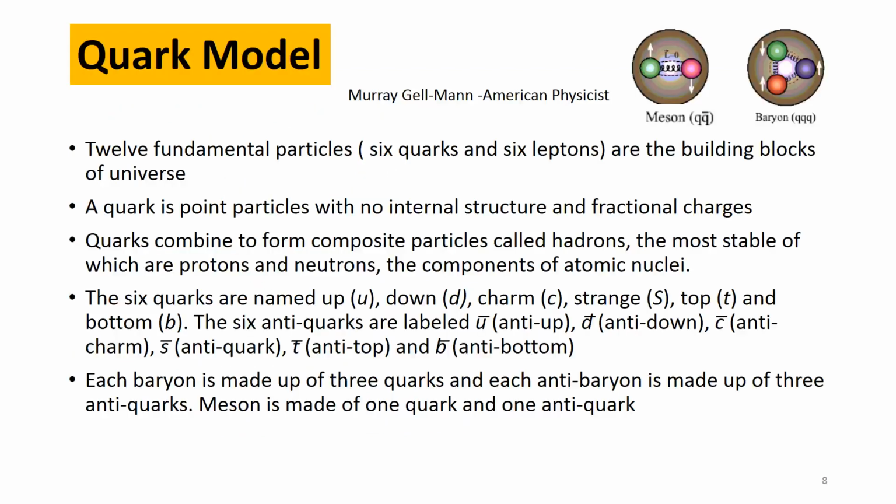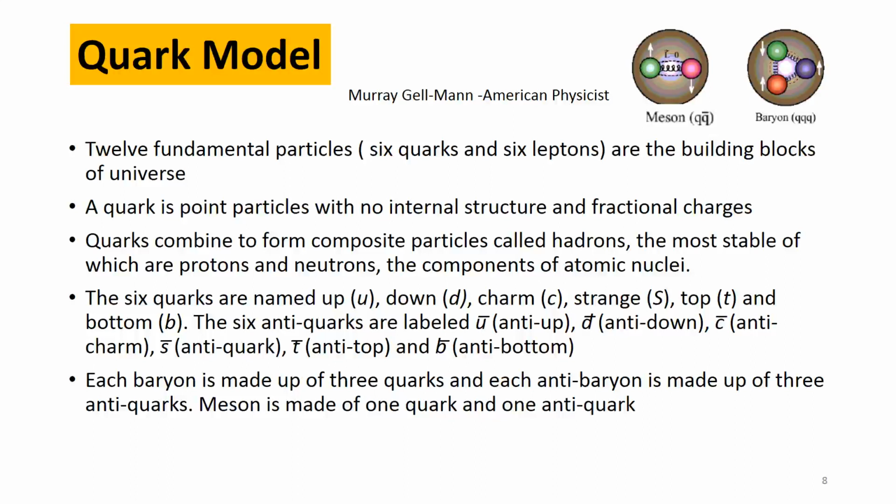The last topic of elementary particles is the quark model. This quark model was proposed by Murray Gell-Mann, an American physicist. According to him, 12 fundamental particles are the building blocks of the universe. Among the 12, 6 are quarks and 6 are leptons. A quark is defined as a point particle with no internal structure. It has fractional charges.